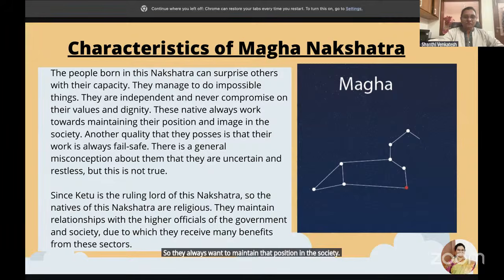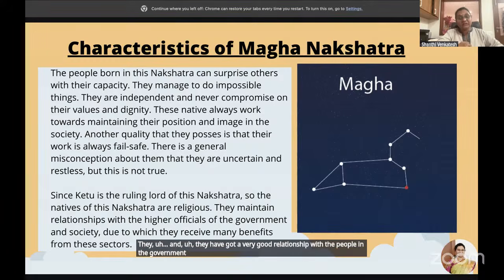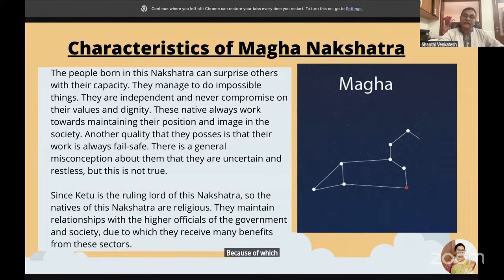And Ketu is the lord for the nakshatra. So these people are also very, very religious. They have got a very good relationship with the people in the government or higher officials, because of which they'll also get a lot of benefits. Why is that? Because it is in Simha Rashi, and Simha Rashi Lord is Sun, who is connected with the government or the people in higher positions.